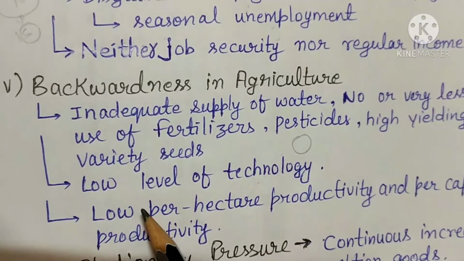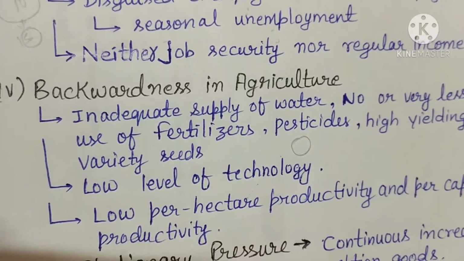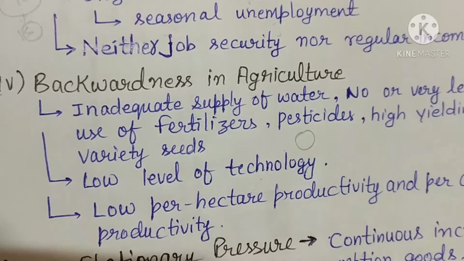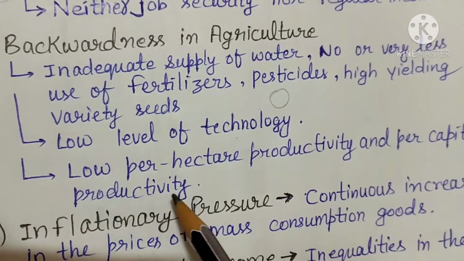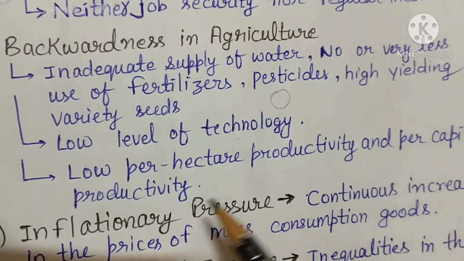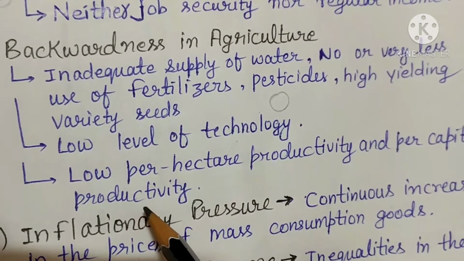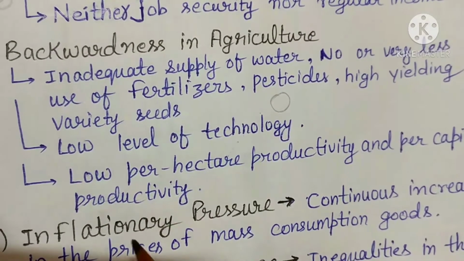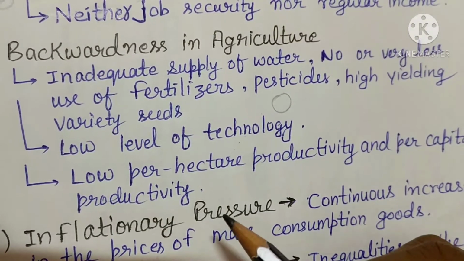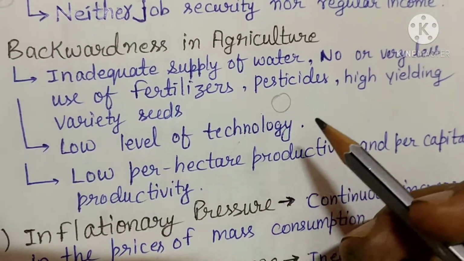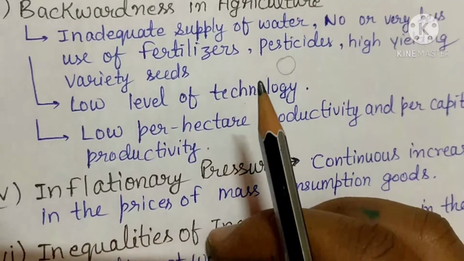Then there is a low level of technology. We are not using the upgraded technology, which leads to low level of production. So low per hectare productivity and per capita productivity. This leads to low level of income. When income will be low, the person can't demand. So it leads to poverty only.